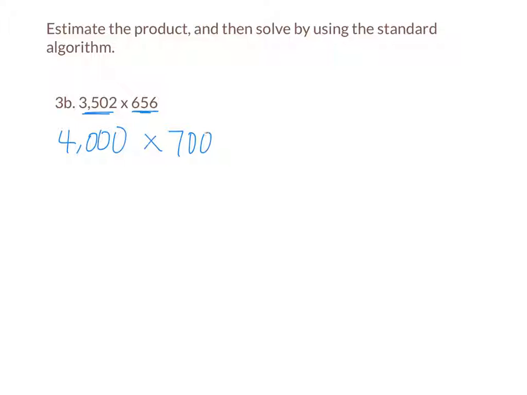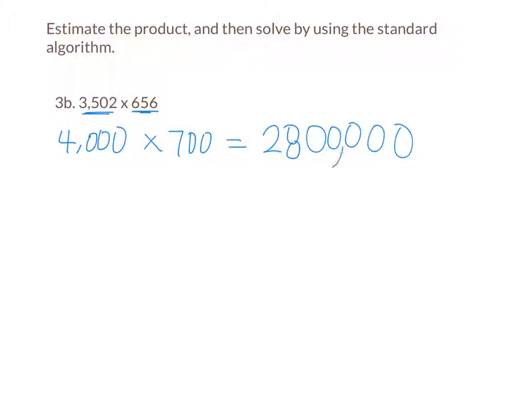700. Nice. Okay, now, by the way, when we rounded the factors, did we make them bigger or smaller? Quite a bit bigger, right? So is our estimate going to be bigger or smaller than the real answer? Okay. And so 4 times 7 is 28, and how many zeros do I need to add?